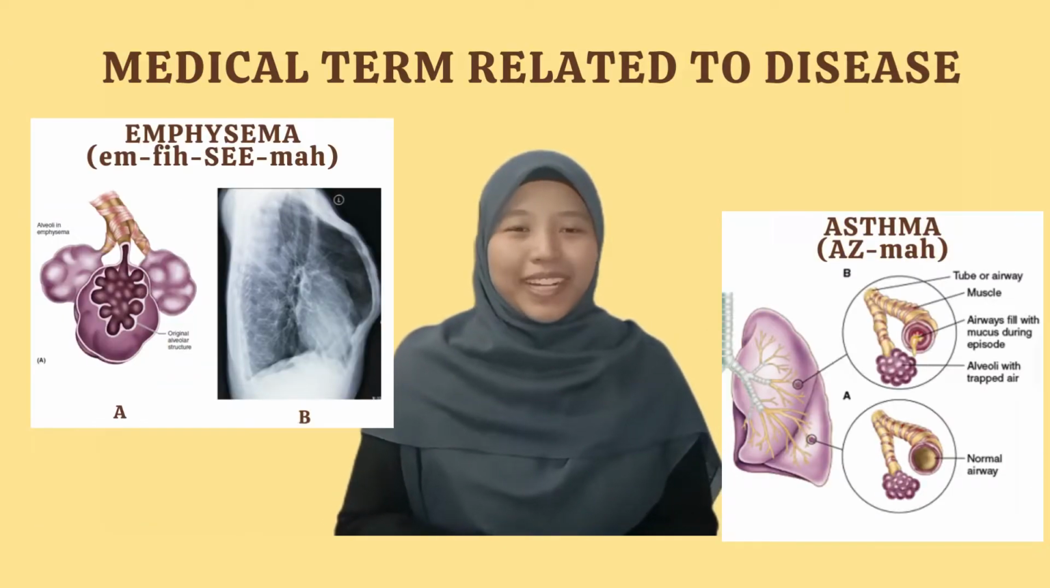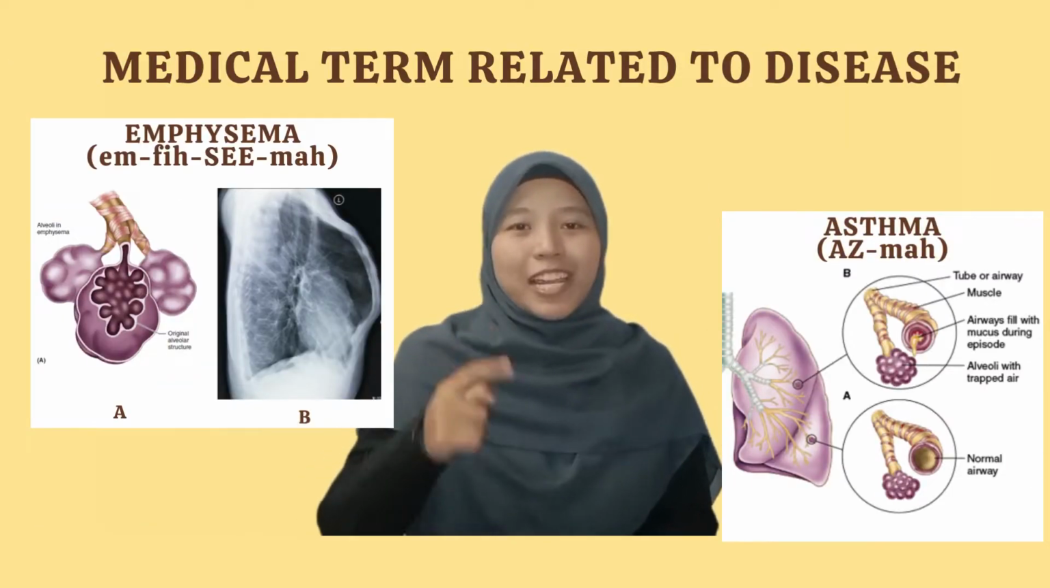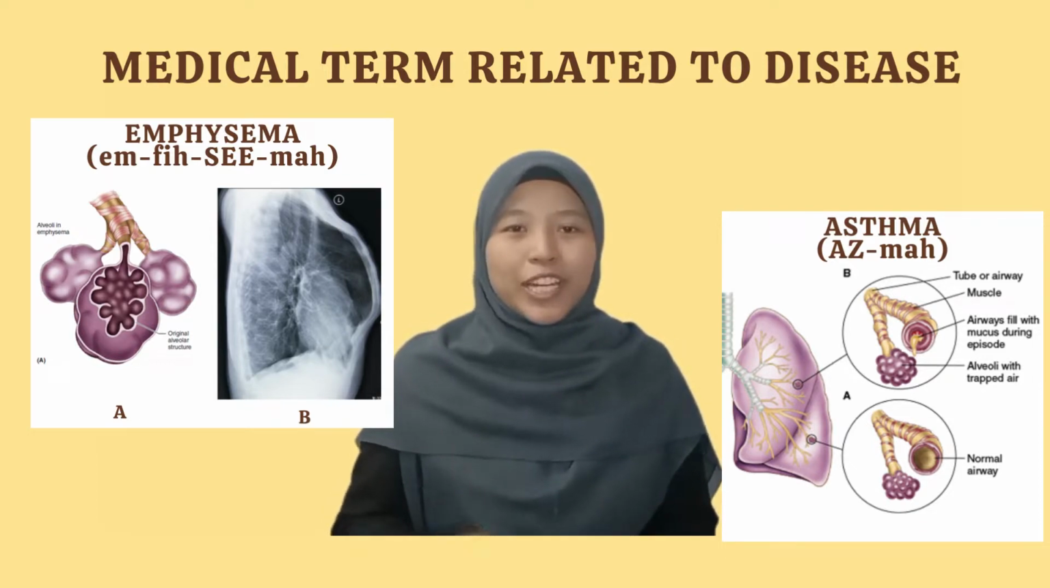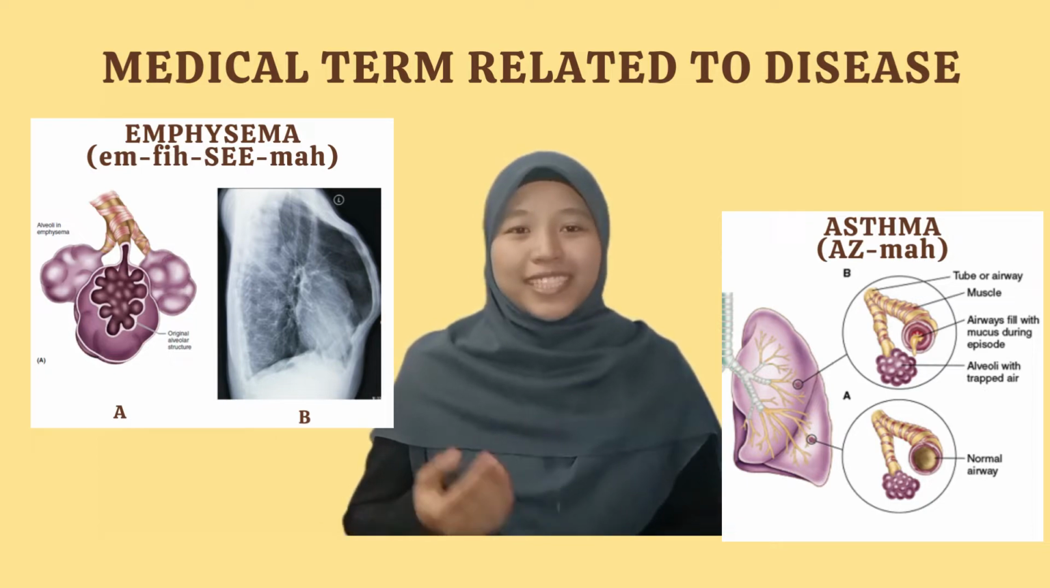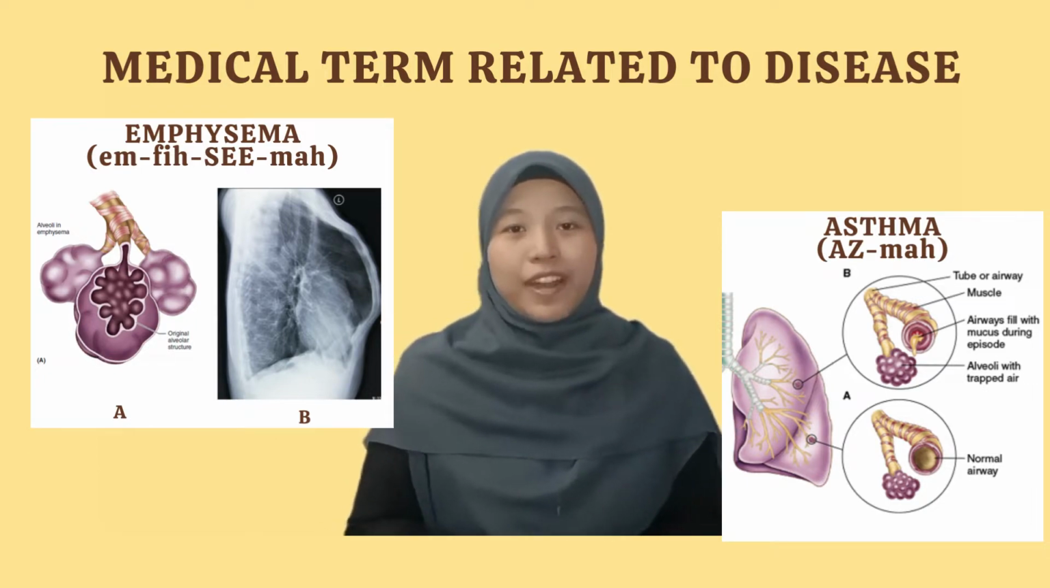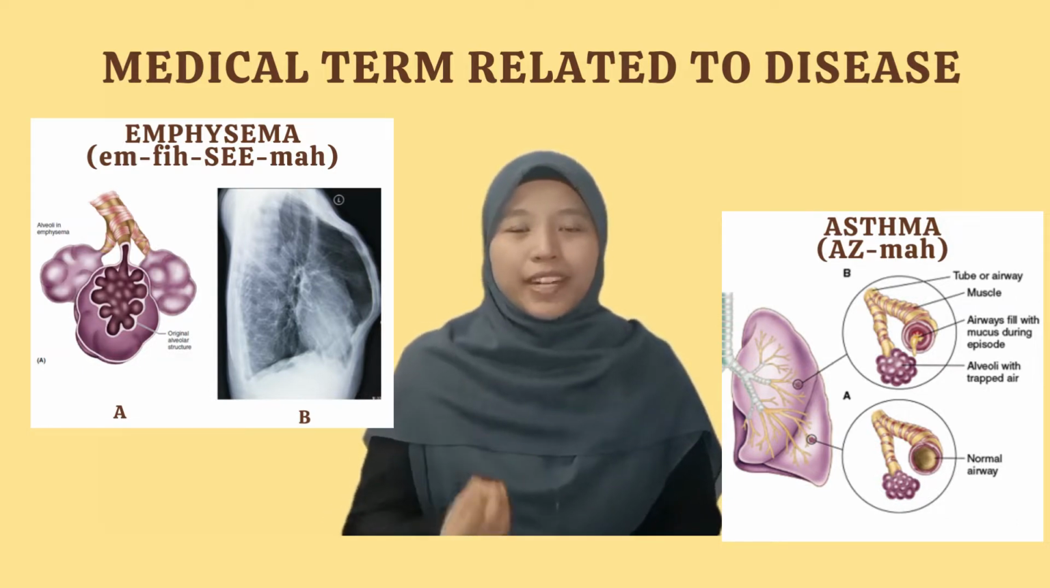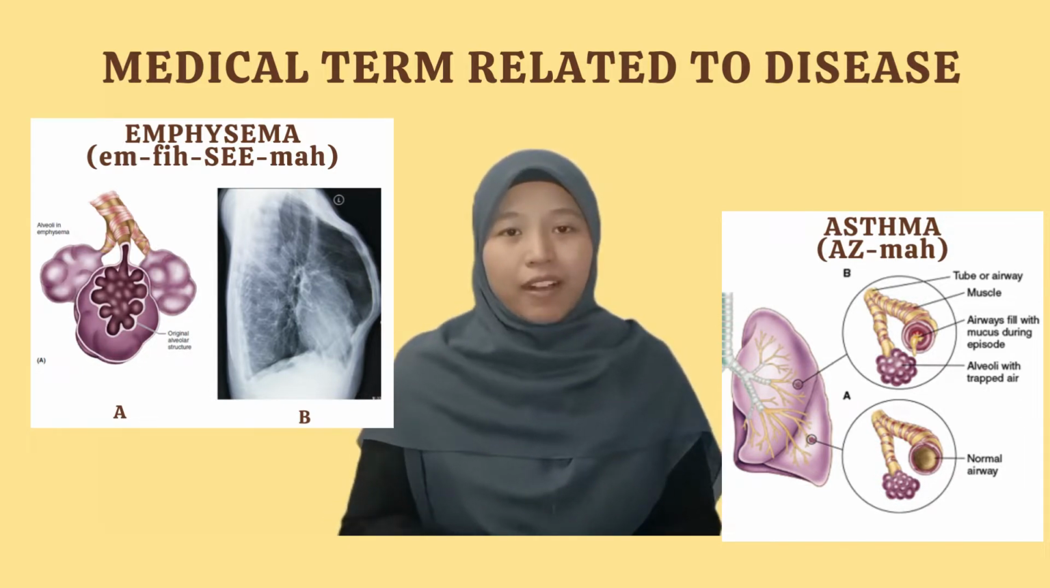Next, we will take a look at the medical terms related to disease. Firstly, we have emphysema, which is a long-term loss of lung function, usually due to smoking. Picture A shows the changes in the alveoli as the disease progresses. Meanwhile, Picture B is a lateral X-ray showing lung enlargement and abnormal barrel chest in emphysema.